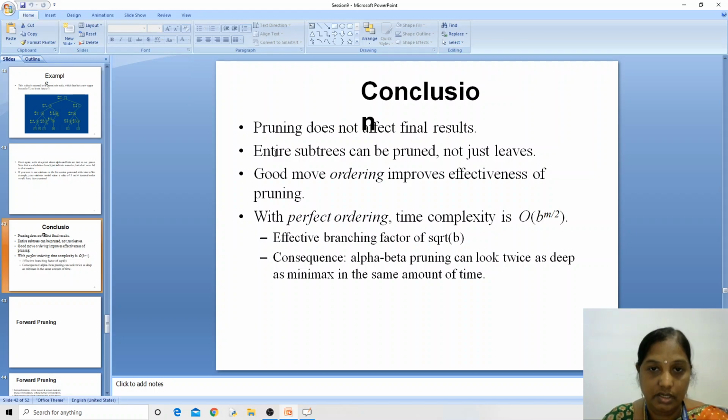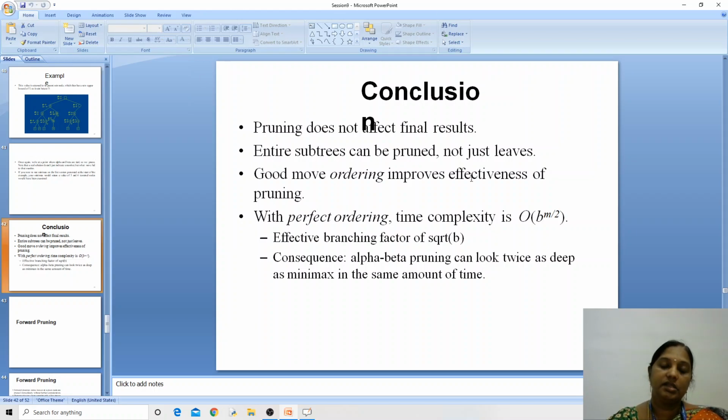So here the conclusion is pruning does not affect the final result. That's it. So don't worry about that. If you are not exploring each and every node, may it have any effect on the final result? No, definitely not. Even though you are applying the pruning, it does not affect the final result. Entire subtree can be pruned, not just leaves. We are not pruning only leaves. You can prune the entire subtree. So no need to explore the entire subtree if it is unnecessary. Good move ordering improves the effectiveness of pruning. Yes, if it is a good move, it improves the effectiveness of pruning.